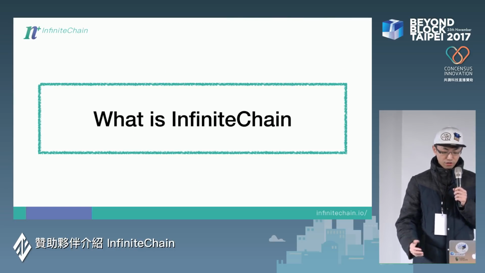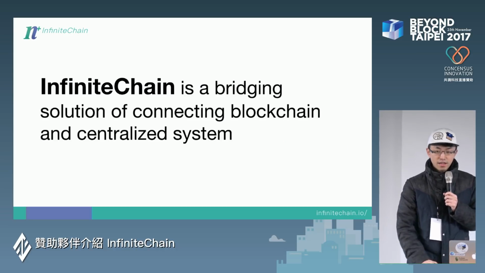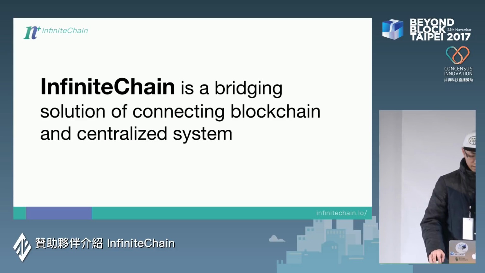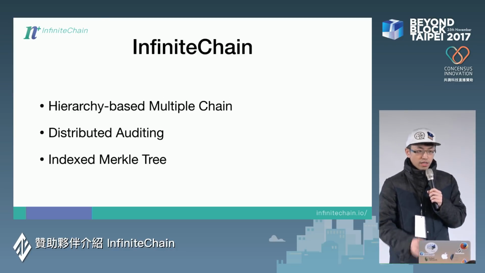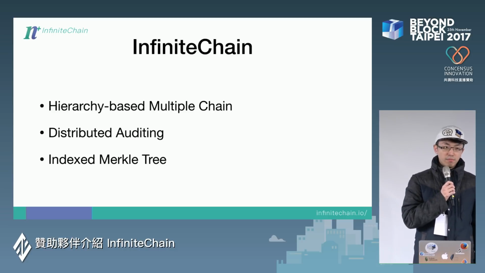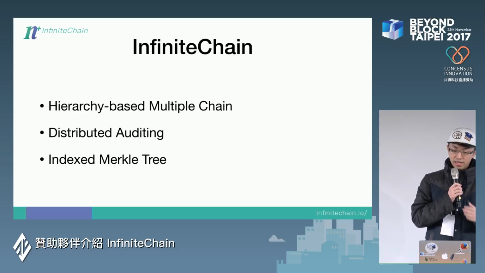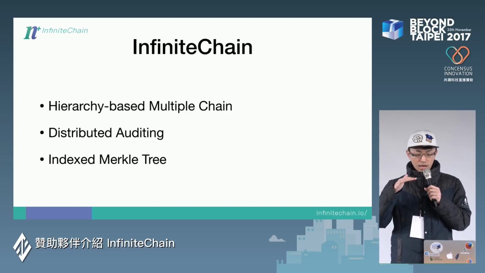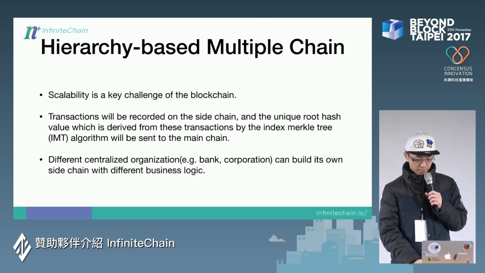So what is Infinite Chain exactly? Infinite Chain is a bridging solution connecting blockchain and centralized systems. It is made up of 3 main topics: hierarchy-based multiple chain, distributed auditing, and index Merkle tree. In the next few slides, I will explain each of these.